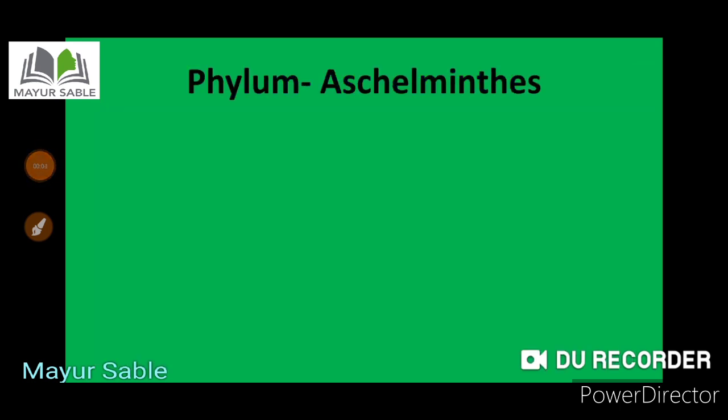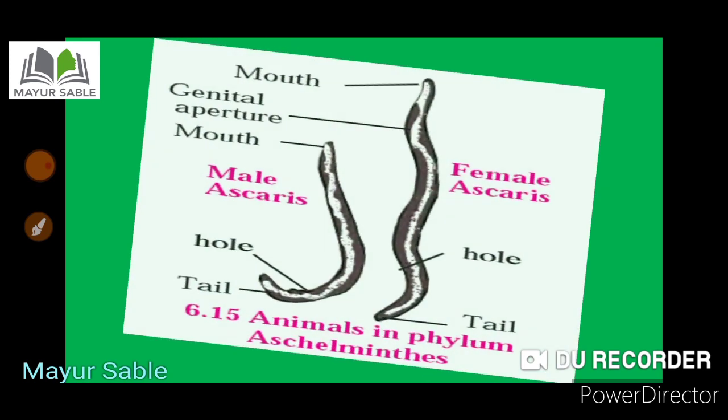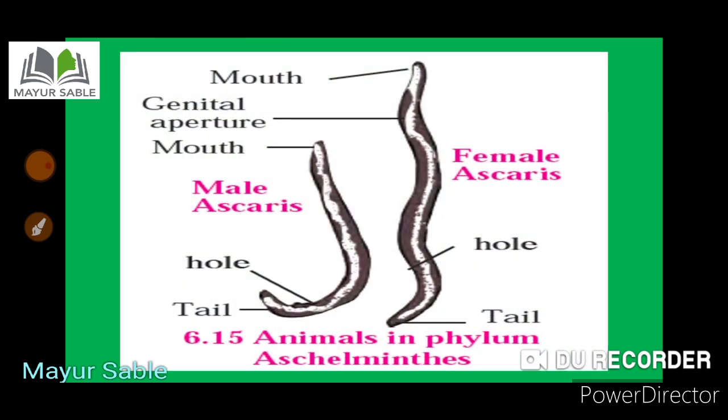The next phylum which we are going to study is the Aschelminthes. Remember, the body of those animals is long, thread like or cylindrical. Therefore they are also called roundworms. You can see here in this diagram the roundworm Ascaris is shown. These animals are either free living or endoparasites. Here the Ascaris are the endoparasites. The free living animals are either aquatic or terrestrial.